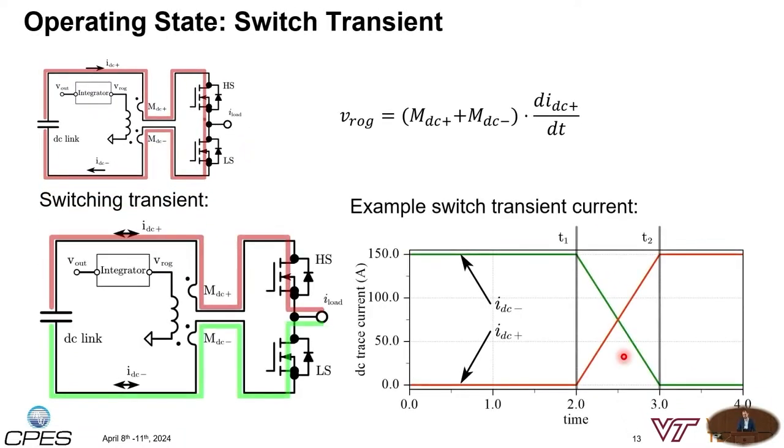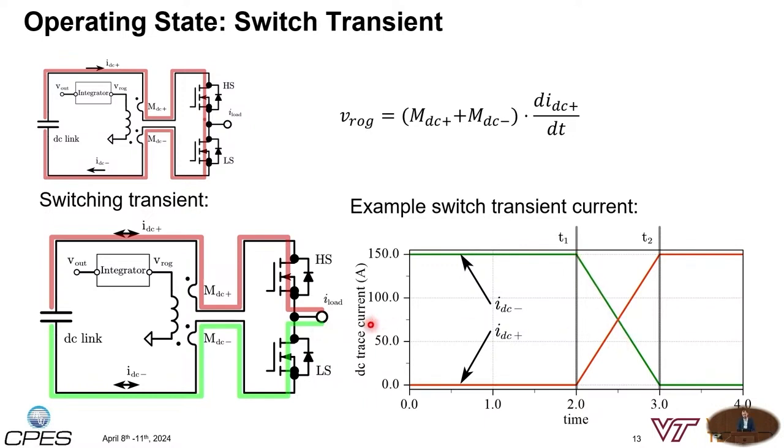And the switch transient itself might not be as obvious in the beginning, so I'd like to use an example to explain how the switch transient impacts the output voltage of the Rogowski coil. So what we see here on the right, in the beginning until the time period T1, we have 150 ampere of current flowing through the DC minus trace, highlighted in green, which means the low side MOSFET is conducting. And then we have the switch transient, where the low side MOSFET will start to open. And we see that in the decrease in current through the low side MOSFET.